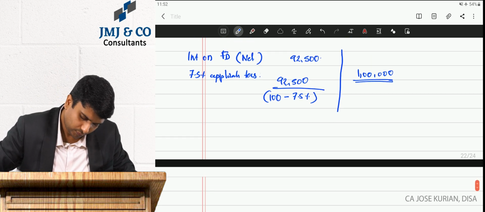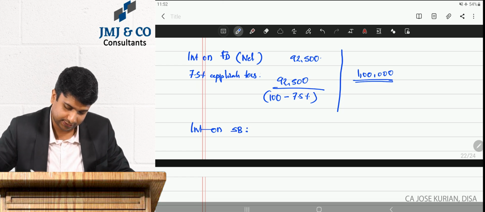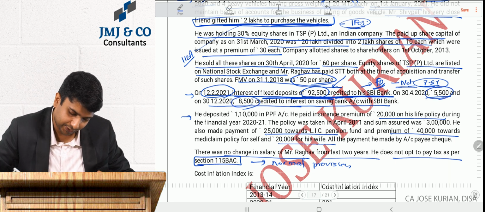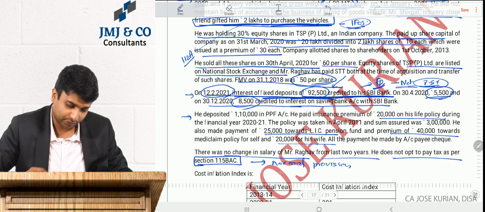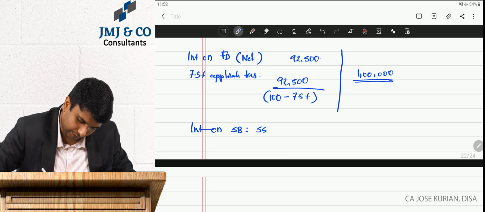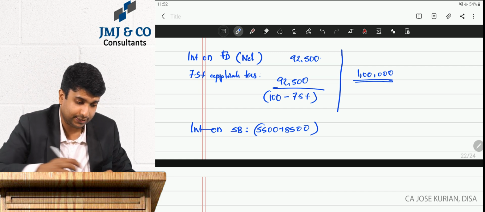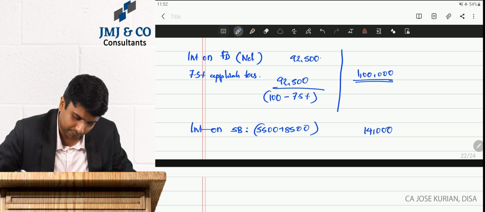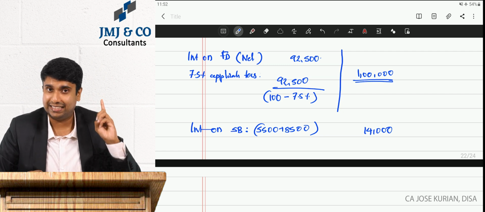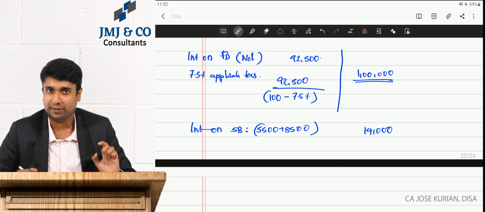Now, savings bank interest is also given in the question. And friends, what is the savings bank element on that interest? It is 5,500 and 8,500 credited as interest on savings bank. So 5,500 plus 8,500, we will compute it together. It is 14,000 as the interest on savings bank. And if there is interest on savings bank and interest on FD, and if the assessee is a senior citizen, then he can make use of a deduction under 80TTB up to a maximum of 50,000. Hope you remember 80TTB.